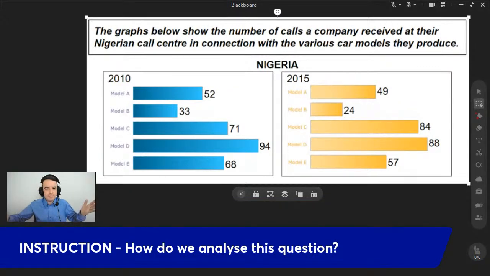Okay, so what do we think? Highest or lowest? Highest and lowest, or increases and decreases?